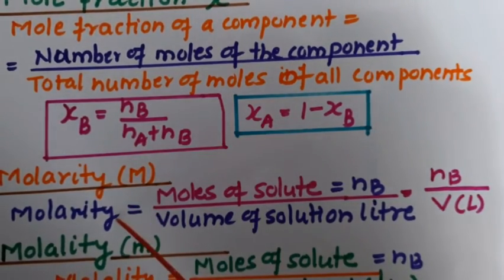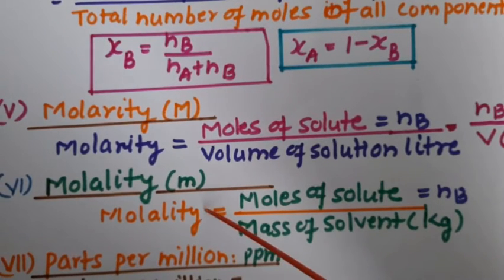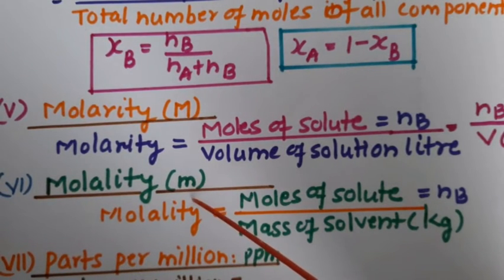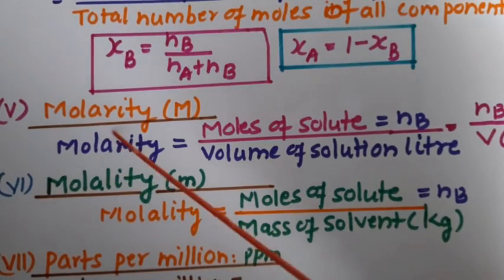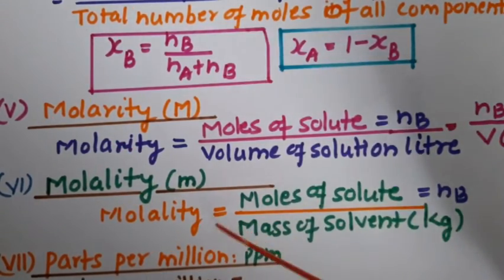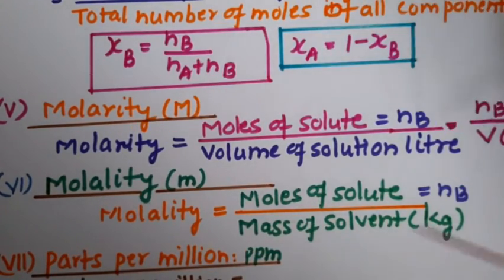So the number of moles of component B divided by the volume of solution taken in liters will give you the molarity of the solution. Now, the next way by which we can express the concentration of the solution is molality. Molality is defined as the number of moles of solute present per kg of solvent.